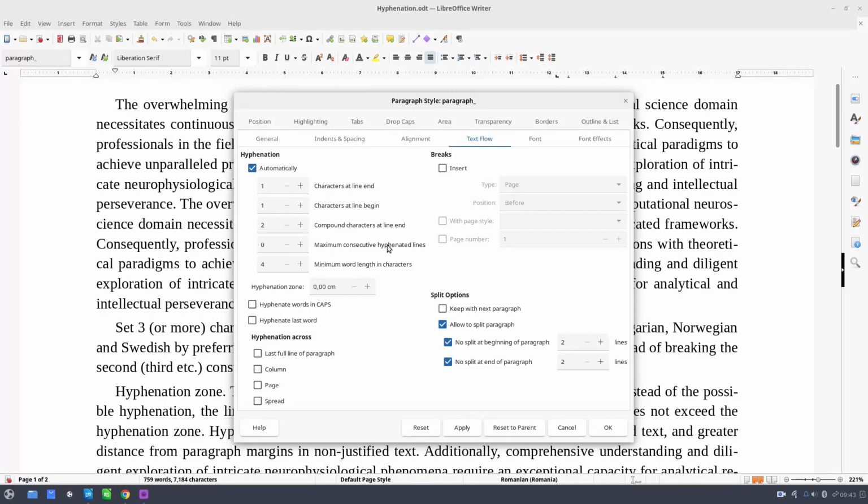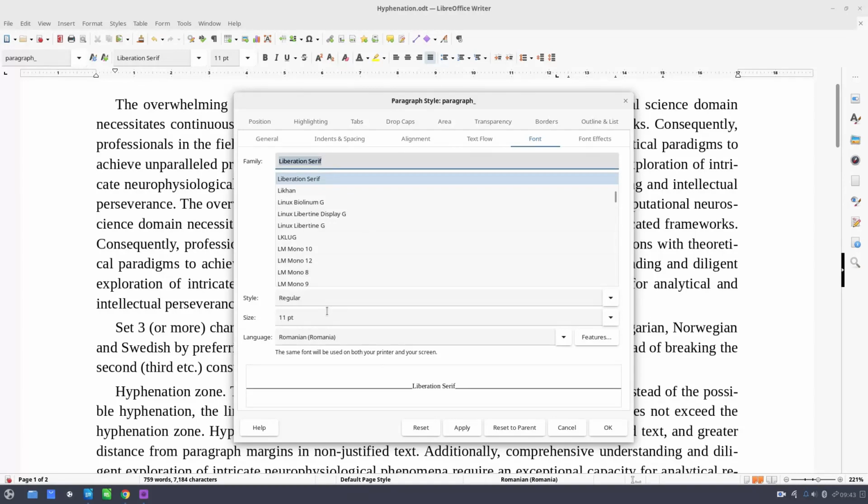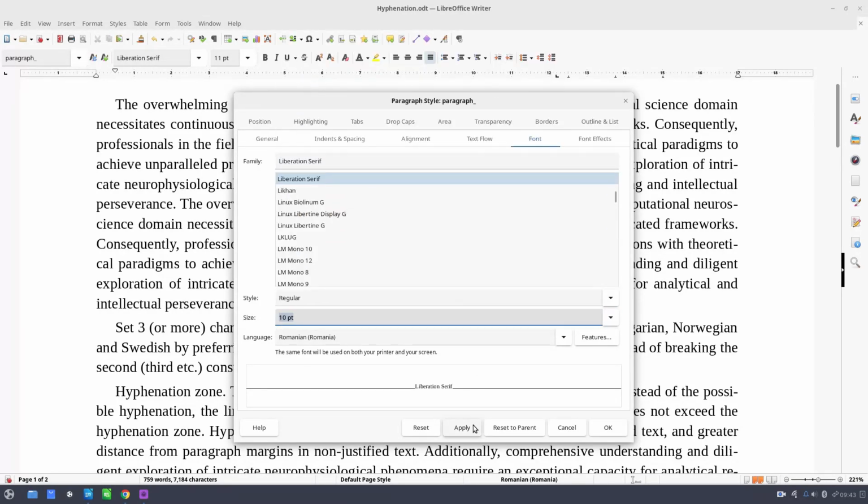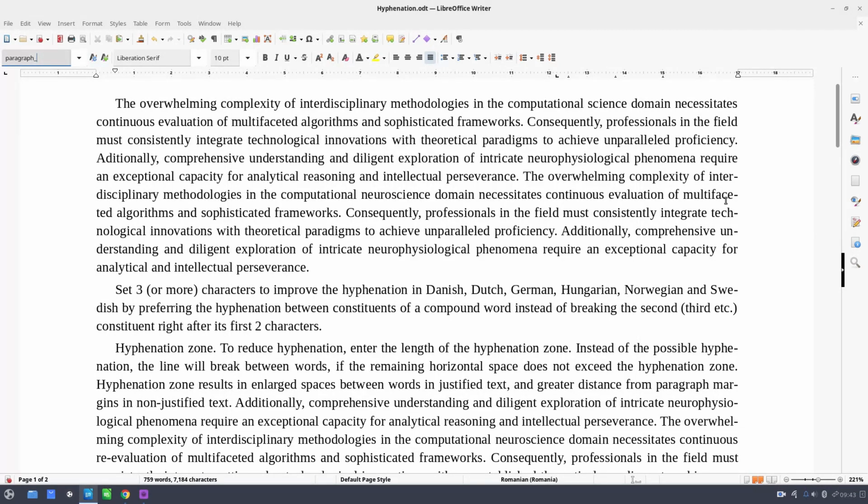Maximum consecutive hyphens. For example, let's change the font to be smaller. And here I have hyphenation. In the next line I have hyphenation. So I have four lines in a row with hyphenation.